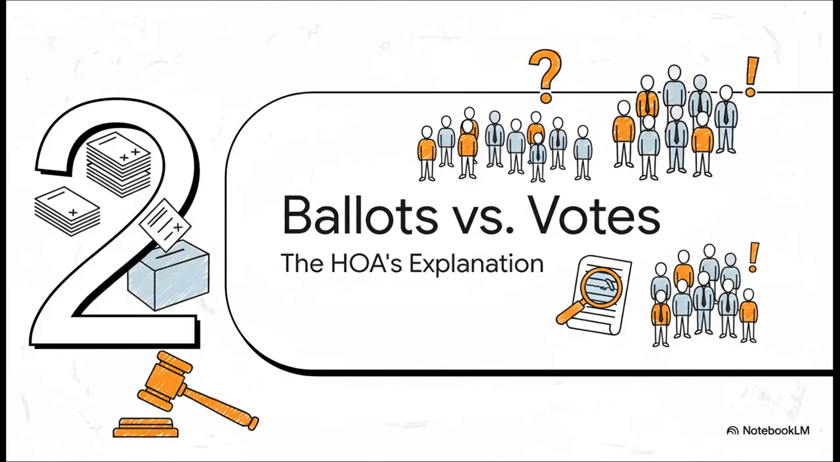Okay, so that's the petitioner's side. But the HOA, well, they had a totally different story to tell, a different interpretation of both the math and the rules. And their explanation is where we start to solve that initial puzzle of how 9 somehow becomes 11.